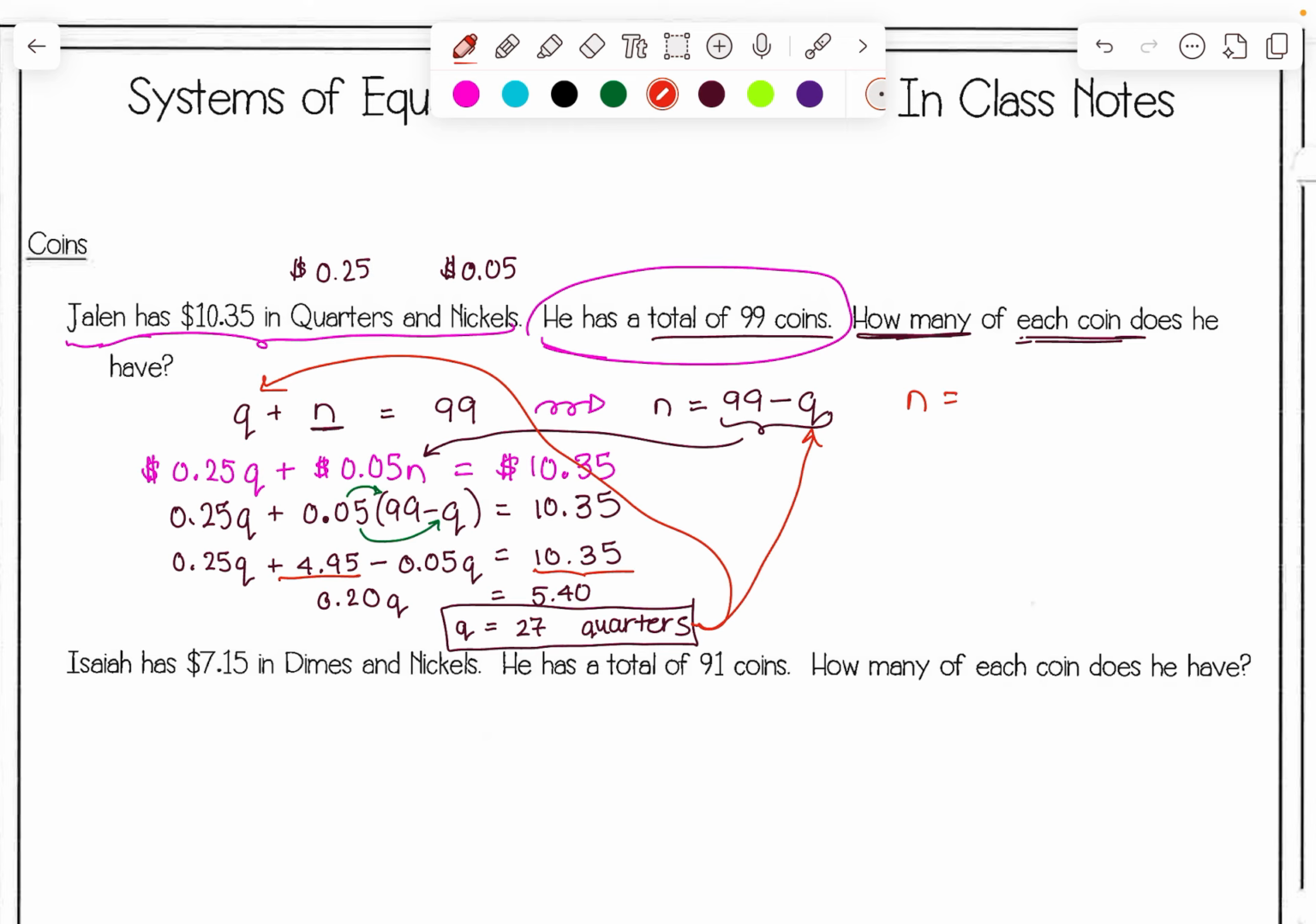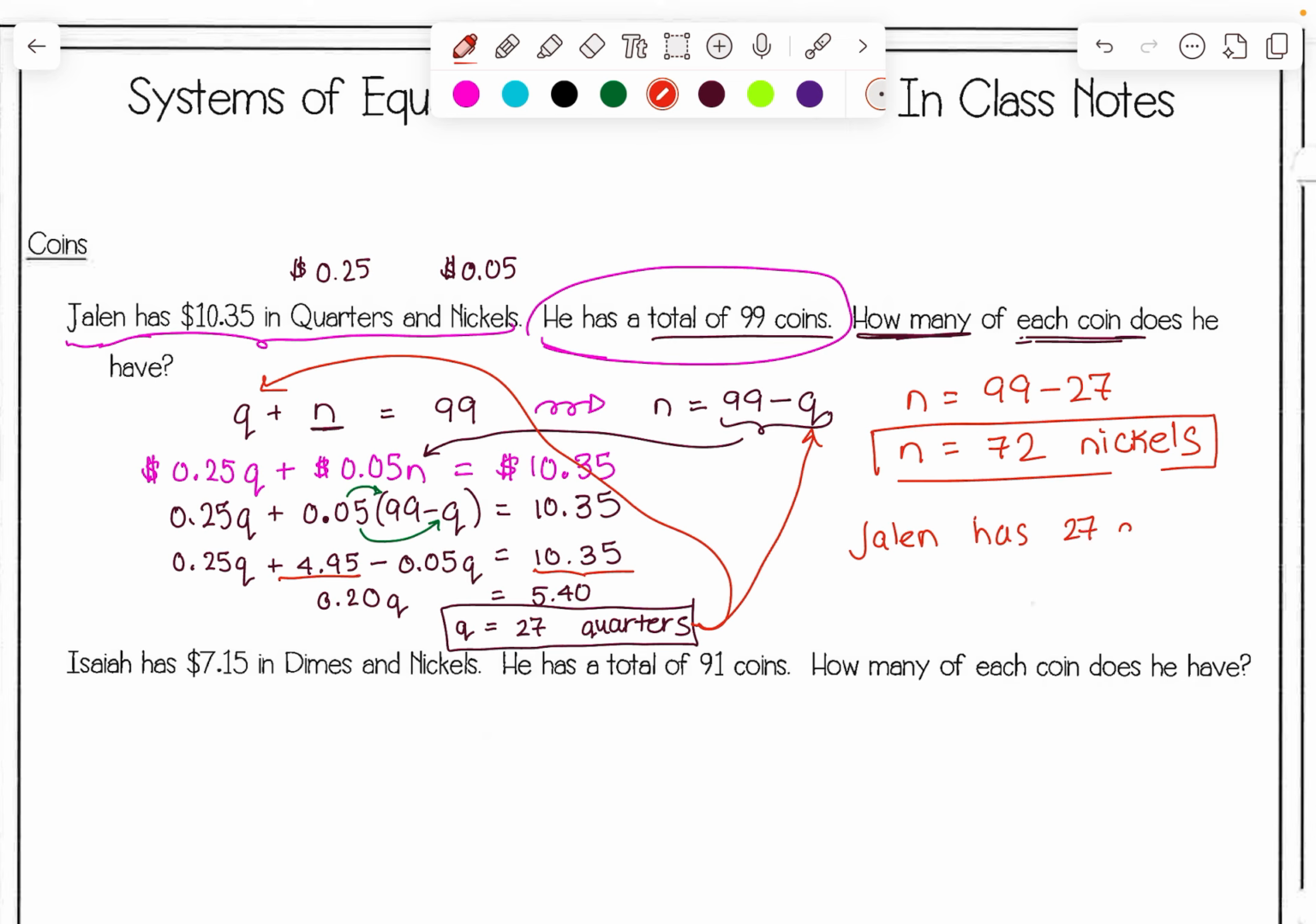So since n is equal to 99 minus the number of quarters, which is 27, the number of nickels is going to be 72. Make sure you label your solutions. So you would write Jalen has 27 quarters and 72 nickels.